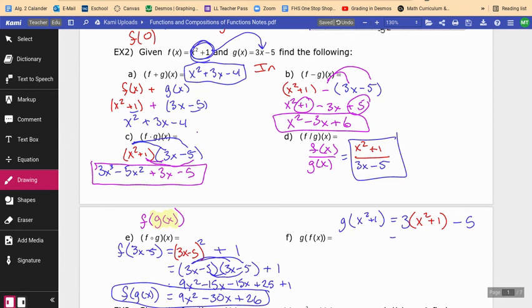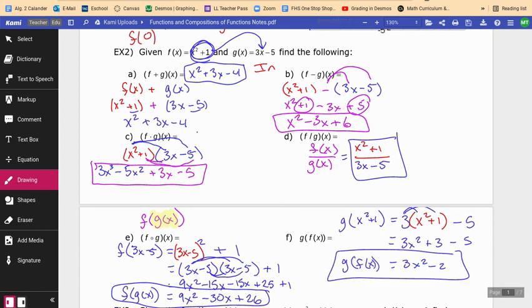And then I can start solving this. I distribute. 3 times x squared is 3x squared. 3 times 1 is 3. And I still have the minus 5. And then I can combine like terms or simplify. And so this is my final answer. G of f of x is equal to 3x squared minus 2.